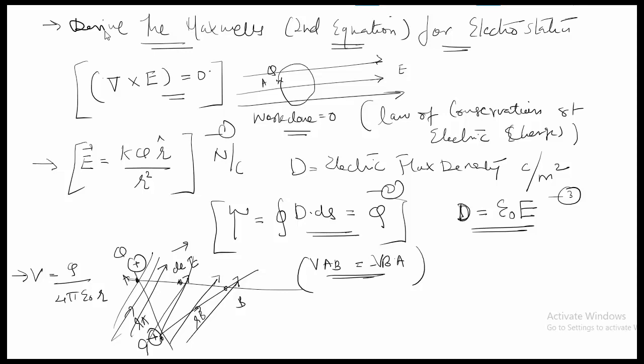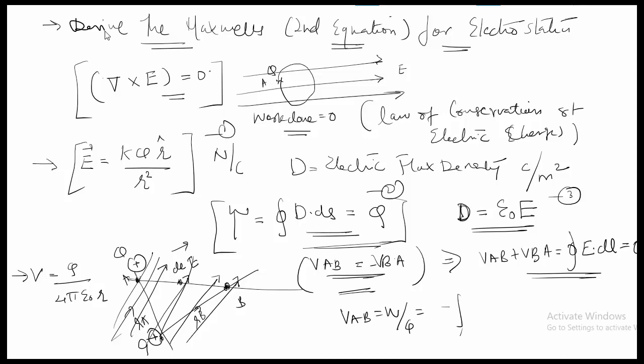So while you are moving from A to B, you are moving against the field, while when you are moving from B to A, you are moving with the field. So both these potentials will be opposite, and it can be written as VAB plus VBA is equal to the line integral of E dot dl equal to 0. What we derived is that VAB is equal to work done divided by Q, which is equal to minus integral from A to B of E dot dl.